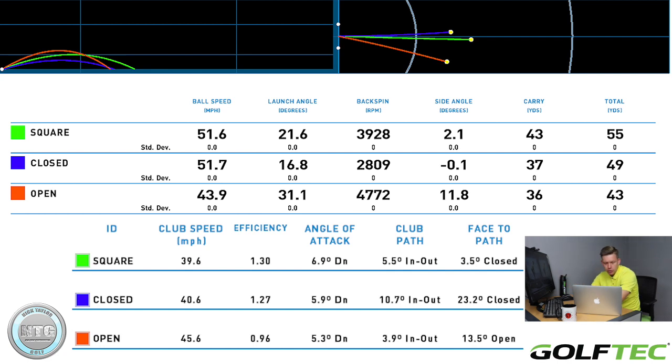Moving on, looking at the launch angle, as expected, square was 21.6 degrees launch, closed was lower, 16.8, and open was higher, 31.1.